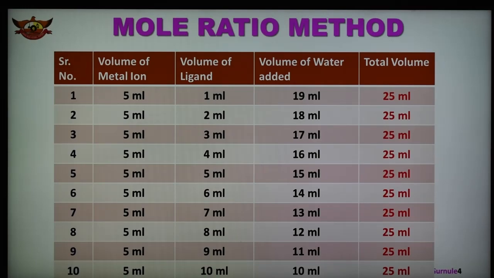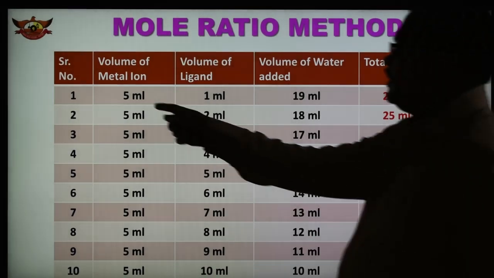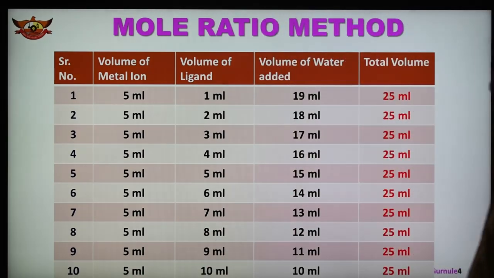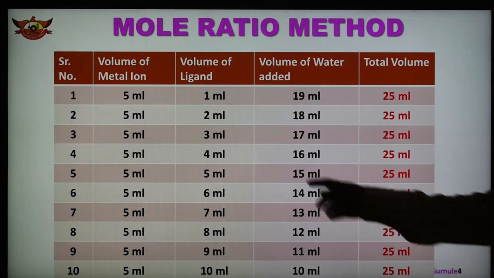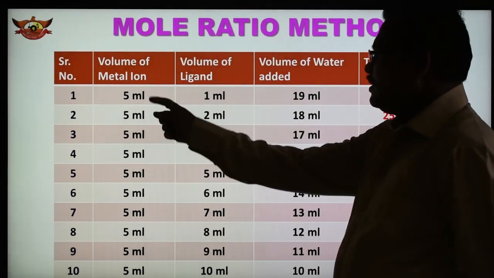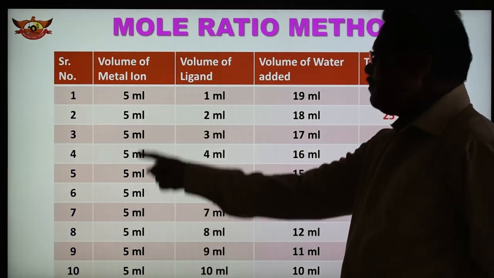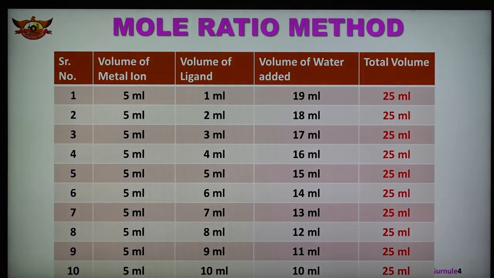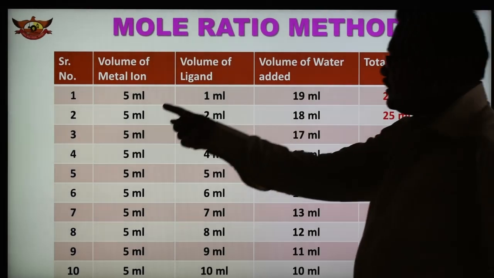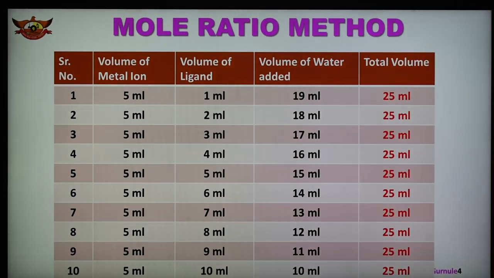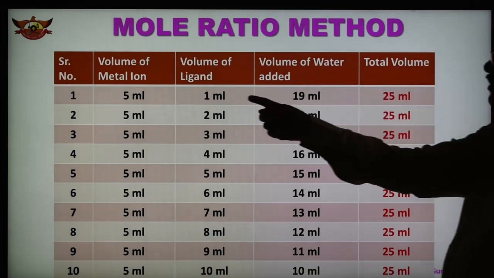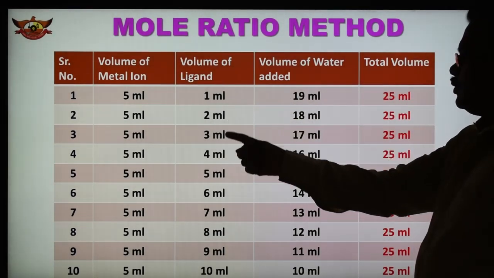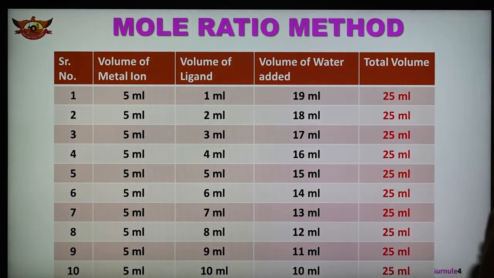For the system, the table is given here. This table shows a total of 10 solutions, and the volume of metal ion in milliliters is shown. This is kept constant. See here, the total volume of metal ion is kept constant. So the concentration of metal in all the 10 systems is the same, 5 ml in all the cases. We are changing only the volume of ligand here. See, in the first case 1, 2, 3, 4, 5, 6, 7 up to 10.